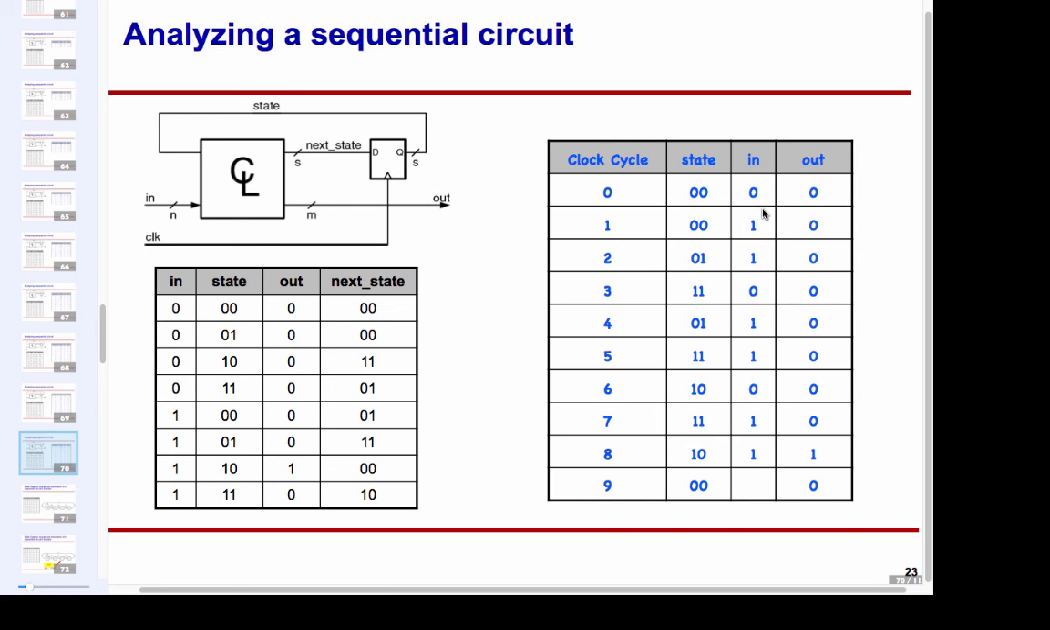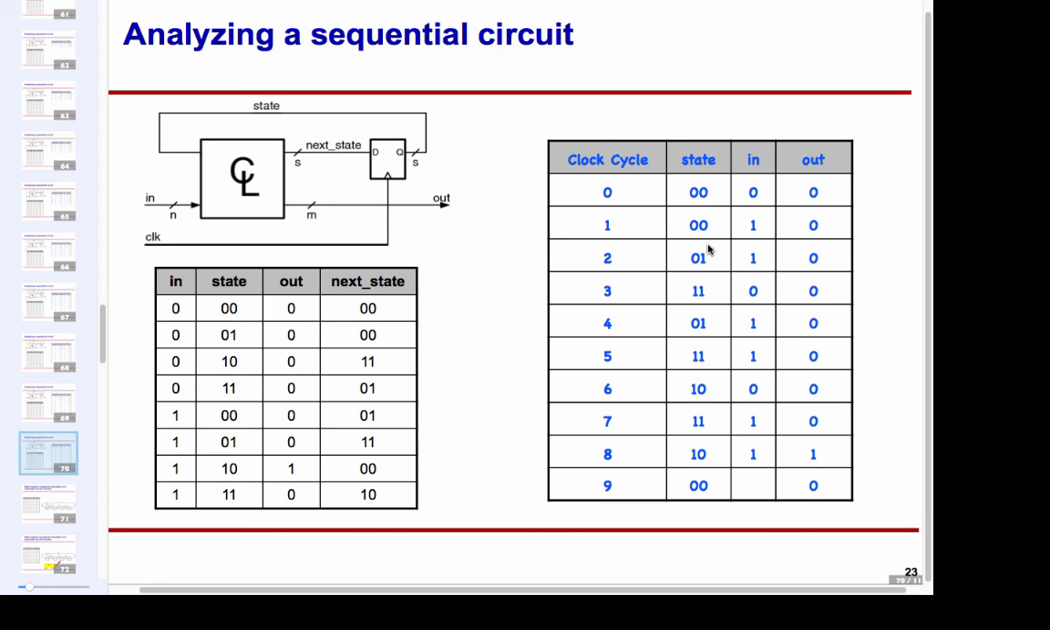So state is 0, 0, input is 0. Now what will happen is clock tick comes. So I have to now look at what the next state would be. Well, it says that if I'm at 0, 0 and input is 0, so I consult out here, input is 0, this is 0, 0, so next state is 0, 0. So therefore next state remains 0, 0.